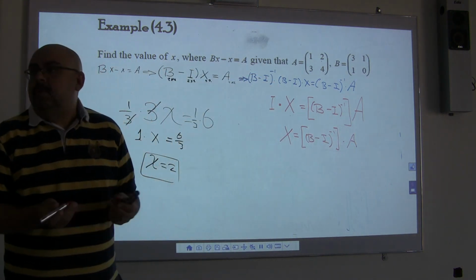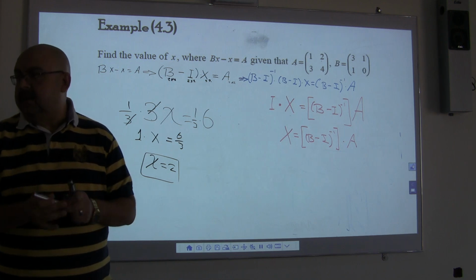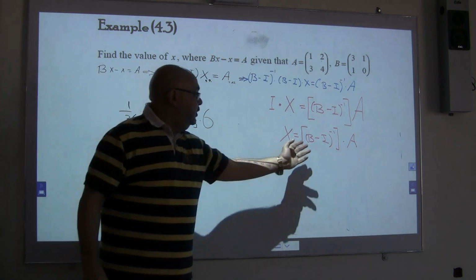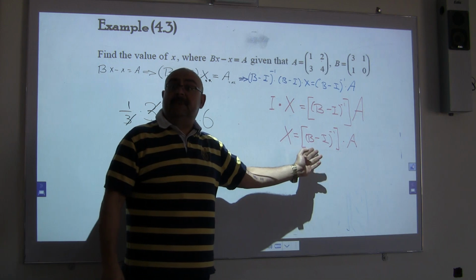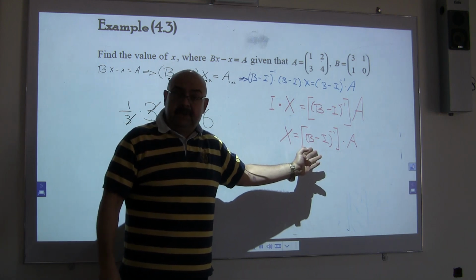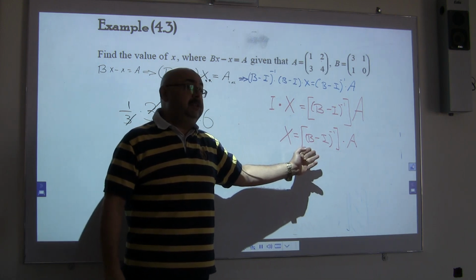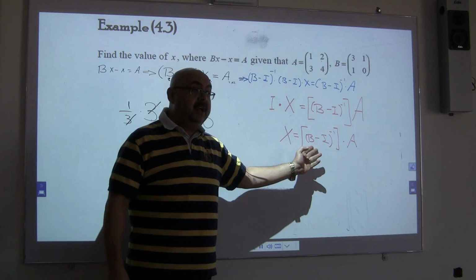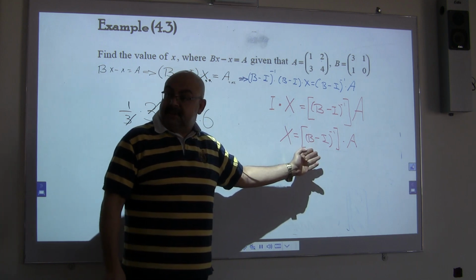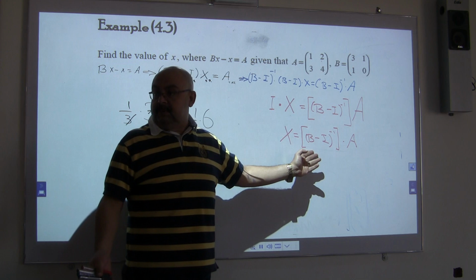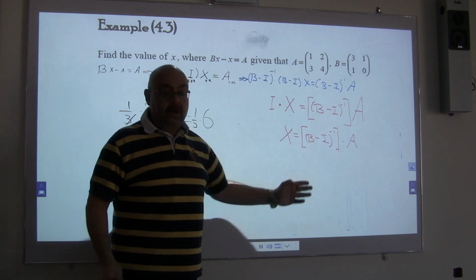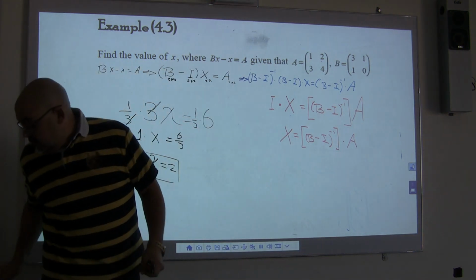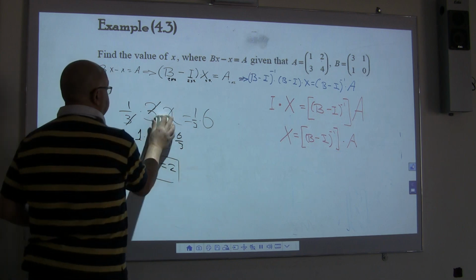What's required? What should we do at the time being? So we should first get B minus I. Then once you get the matrix B minus I, get the inverse of this matrix. Then perform the multiplication. Okay, let's do this. Go with me step by step.